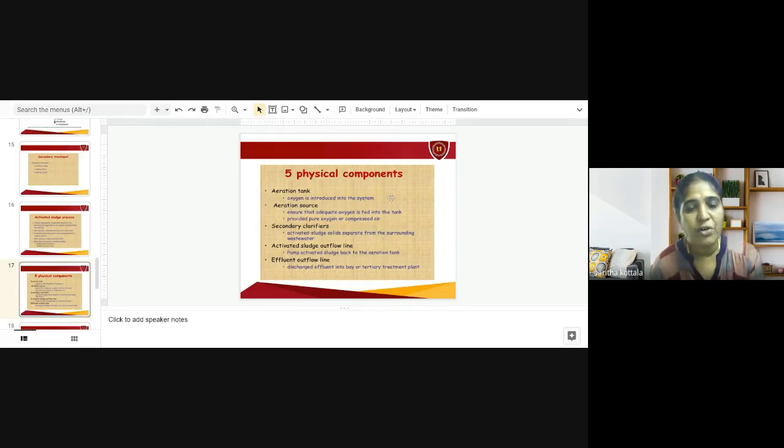Now these are the physical components during the treatment. First is the aeration tank, where oxygen is introduced into the system. The aeration source ensures that adequate oxygen is fed into the tank, provided as pure oxygen or compressed air. Then the secondary clarifiers, where activated sludge solids separate from the surrounding wastewater. The activated sludge outflow line pumps activated sludge back to the aeration tank. The effluent outflow line discharges effluent into the bay or to the tertiary treatment plant.